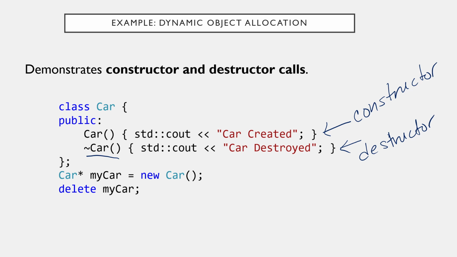All right, and this is how you create a new car. So you would do a pointer to a car, and then I would like to have a new car. So the name of the object is myCar. And when I'm done with my car, I delete myCar.